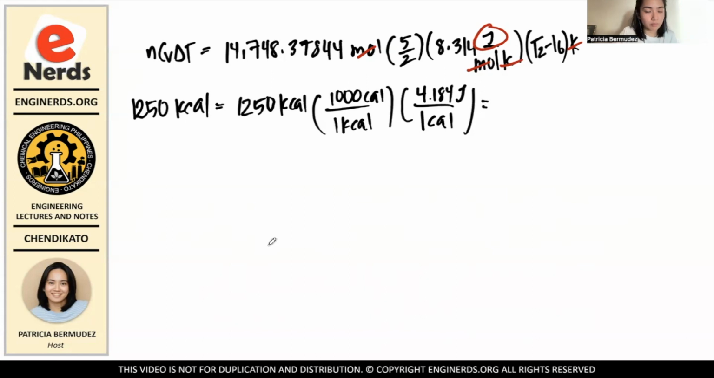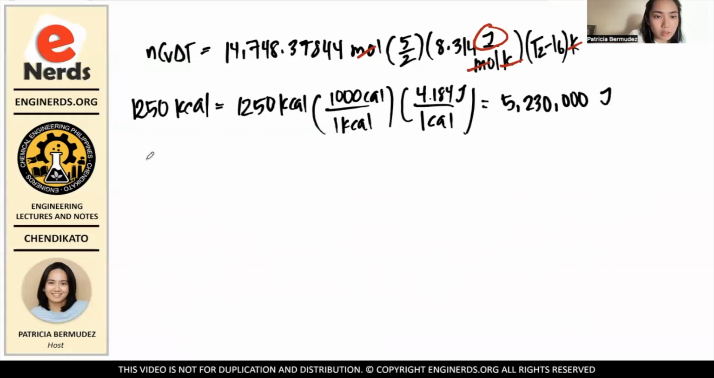So converting this is 1,250 times 1,000 times 4.184. And yes, you have a big value again, which is 5,230,000 joules. So this is our Q. And this is also our Q with an unknown. So we have to equate these two together to find the unknown.